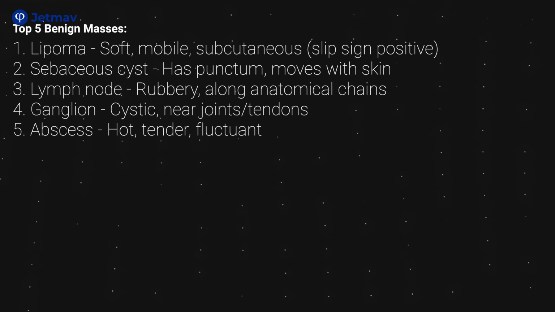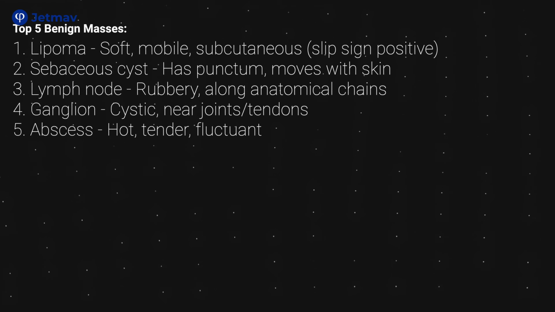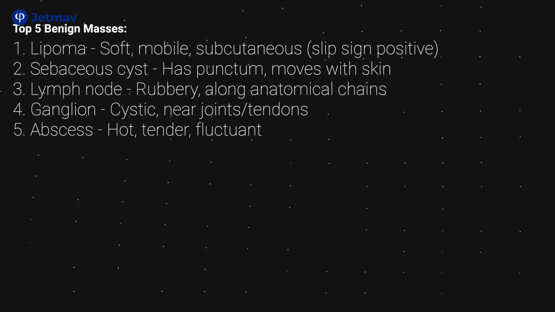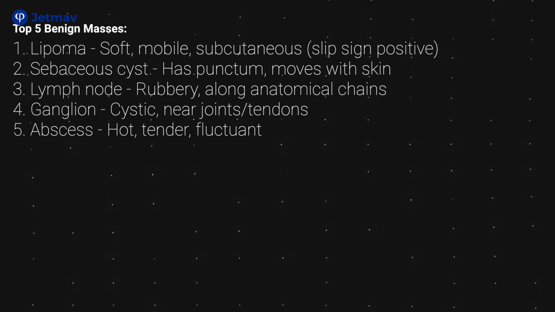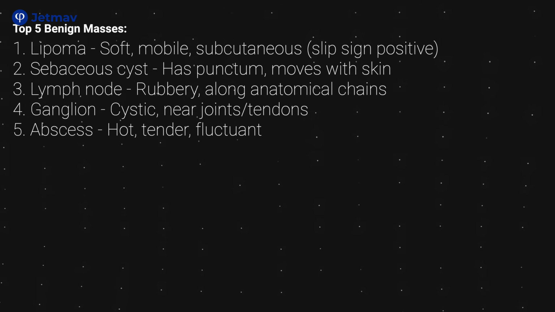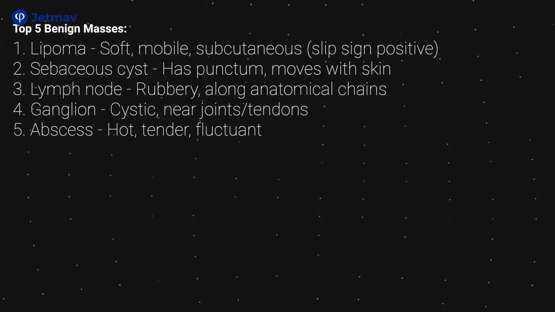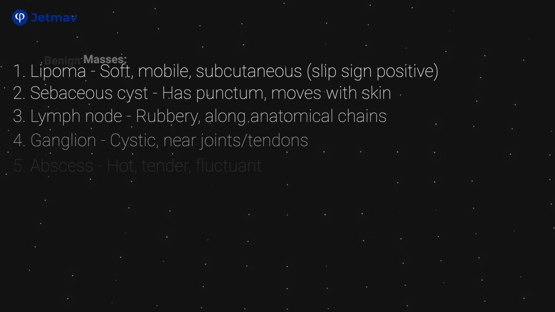We also have what we call the sebaceous cyst. That is the second most common benign mass. Then we also have the lymph node, maybe an inflamed lymph node. So we also have what we call the ganglion cyst. You can also have abscesses, which will be hot and tender because of inflammation. So these are the most common benign masses which you should know about.